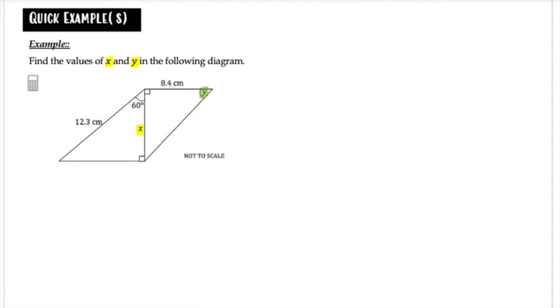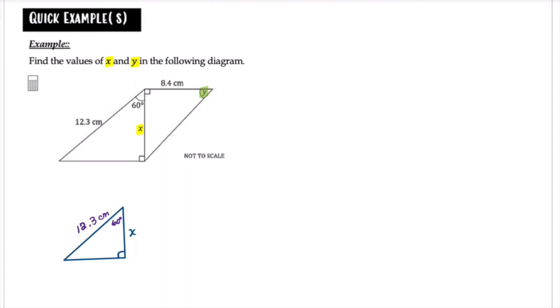The first thing I'm looking at is that x. There's a right triangle here that I'm just going to rewrite. So we have a 90-degree angle here. Here's my x. I have my 60 degrees over there. And we have this side to be 12.3 centimeters.